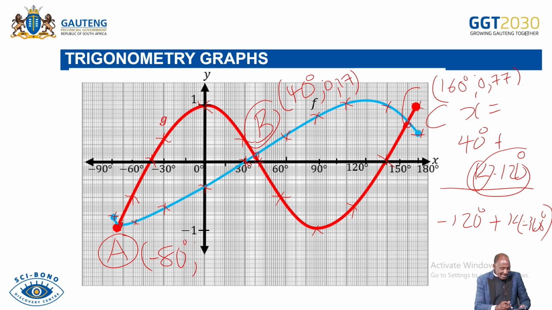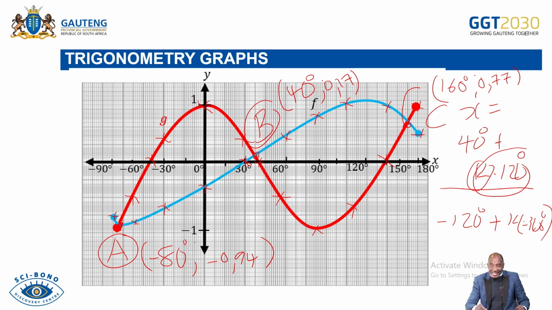2x. I then say cos of double -80 degrees, which is -160. Then I get -0.93, which is actually -0.94, correct to 2 decimal places. So these graphs meet at those 3 different points.